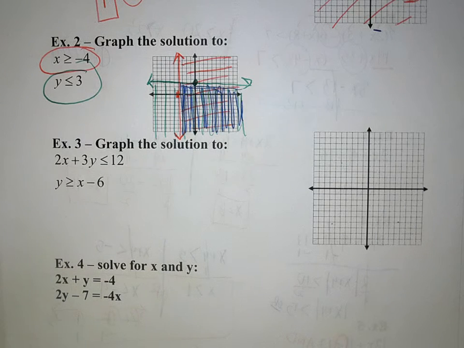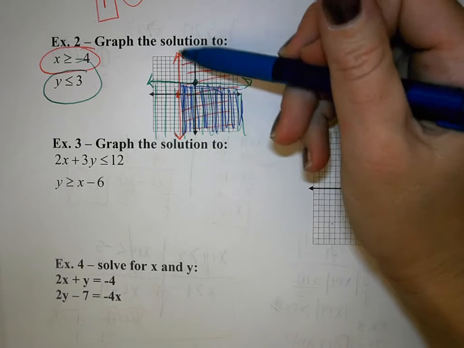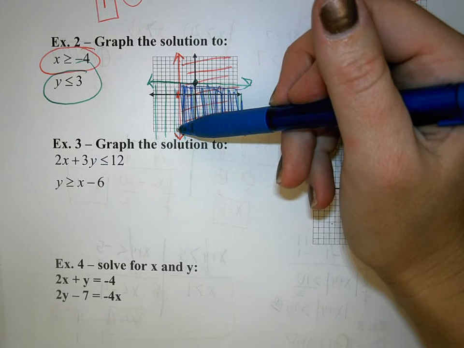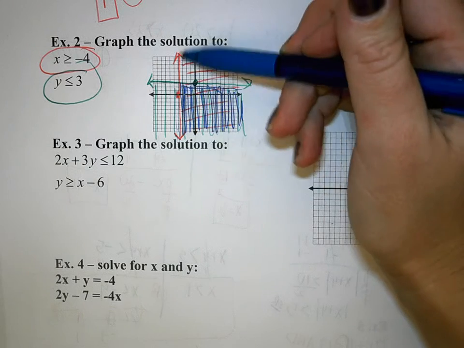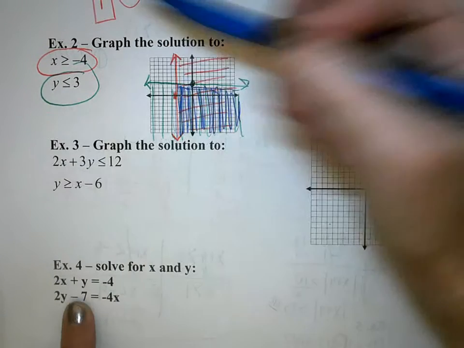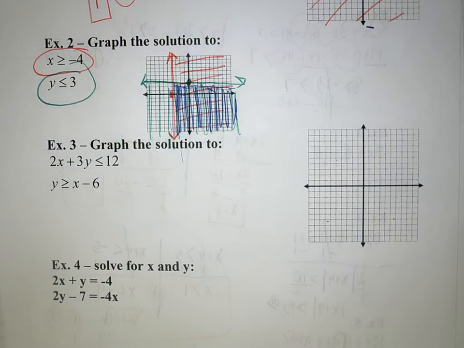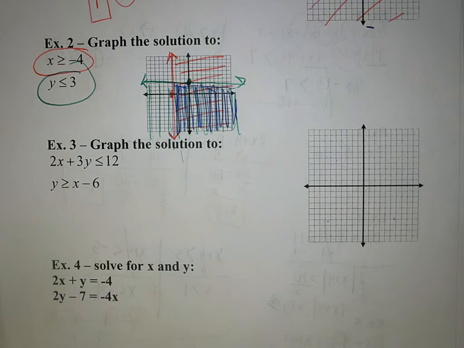Shouldn't the X go the other way? No? The X is like, are you talking about the line? Or the shading? Shading. So it's saying greater. So think about which values are bigger. The bigger values are to the right. Positive values are right. Any other questions on example 2? All right, let's move on to example 3.